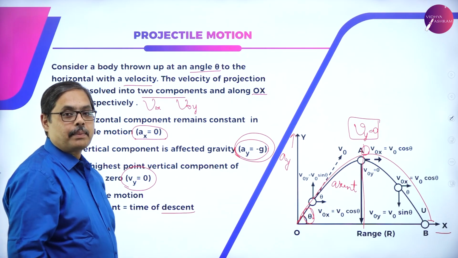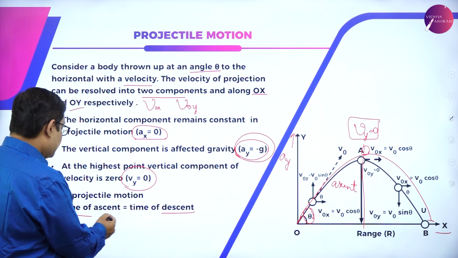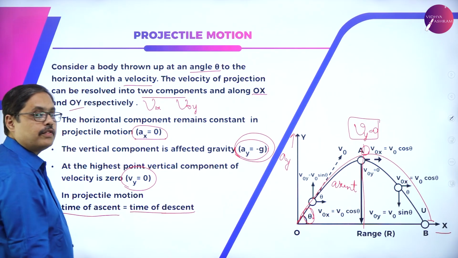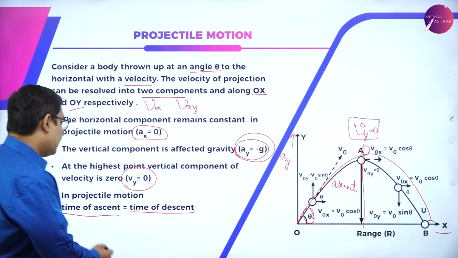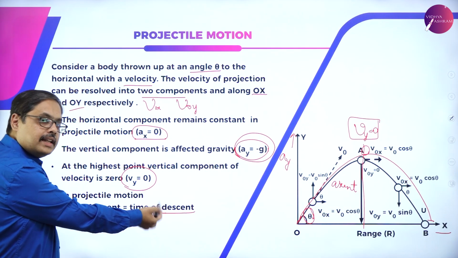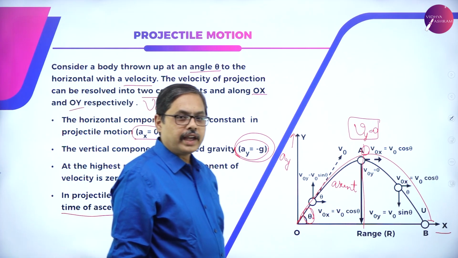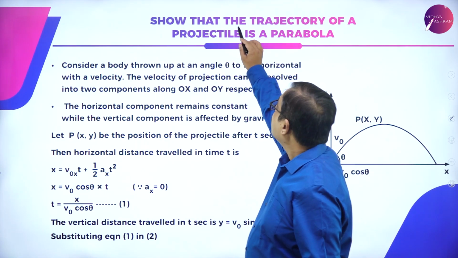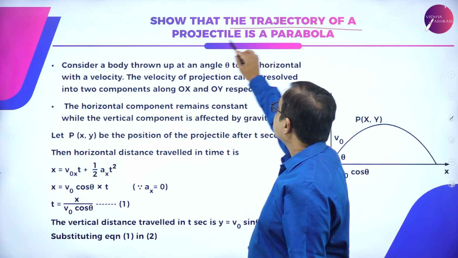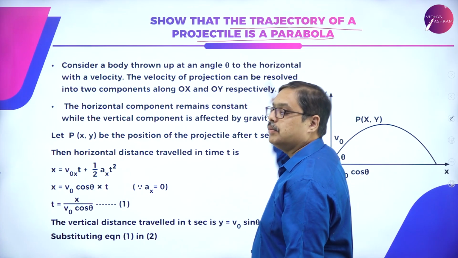The upward movement is called ascent and the downward movement is called descent. In motion in a plane, the time of ascent is always equal to the time of descent. So if you want to calculate the total time, you can calculate any one of these times and then double it up. Okay. Now let us check how the trajectory of a projectile follows a parabola.